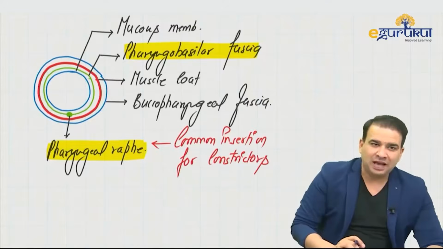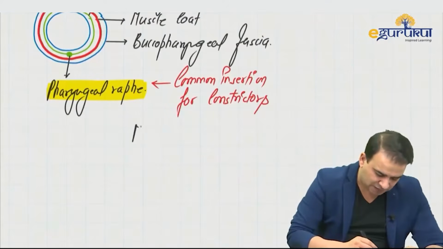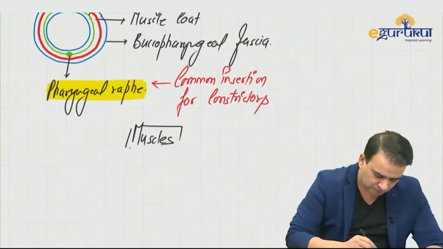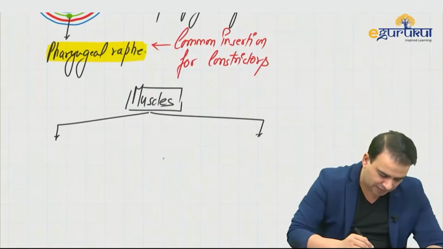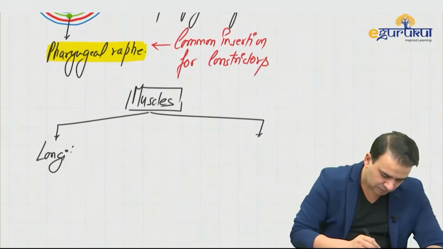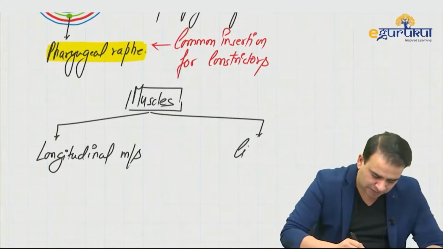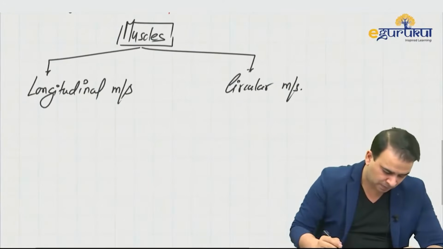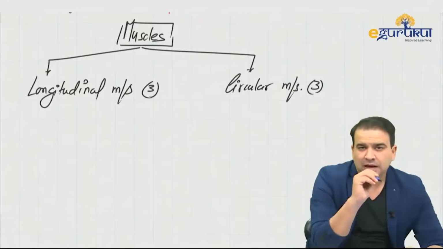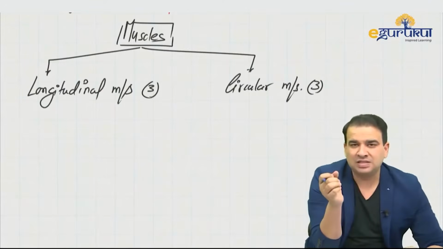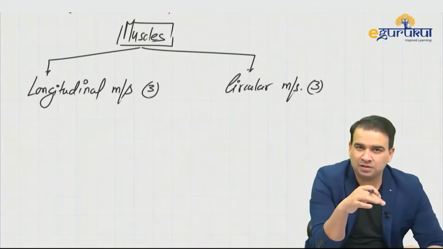What about the muscle coat? We said we have a very thick muscle coat. So there are 2 types of muscle in the pharynx: the longitudinal muscles and the circular muscles. We have 3 longitudinal muscles and 3 circular muscles. Now, if I may ask you guys, which one is outer, which one is inner? Do we have an inner longitudinal or inner circular muscle?